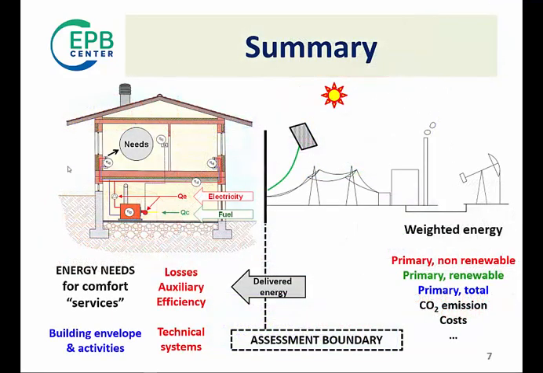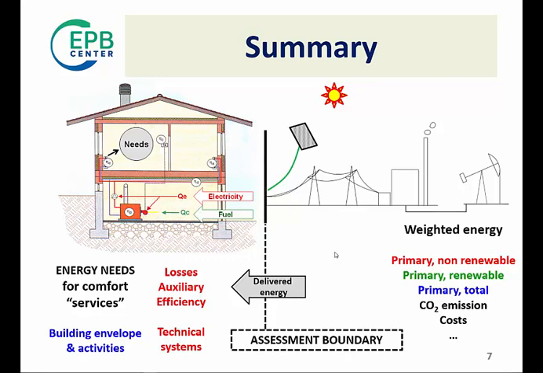Here is a complete picture, so that we can have a brief summary. We started considering the building envelope and the activities within the building. The result is the so-called energy needs, that is the energy required to provide the desired services. Then we take into account technical systems. They have losses, they use auxiliary energy, they can be rated or compared using the efficiency or an expenditure factor. The result of taking into consideration technical systems is the amount of delivered energy, that is, energy carriers which are supplied through the assessment boundary.